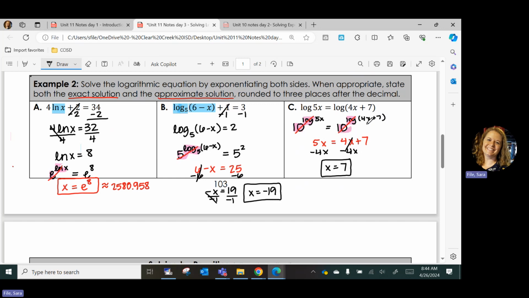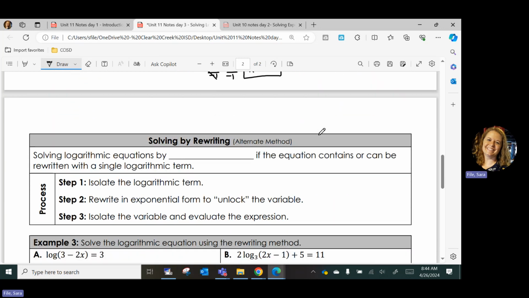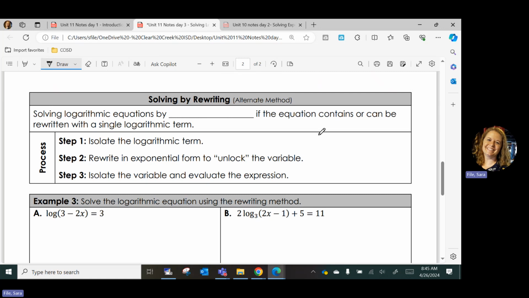All right, so that's one method for solving when you have a single log expression or when you have it set up like a one-to-one property. But again, I'm not going to probably ever solve this way. This next method is my method of choice when we have a single log term. When we have a single log term, you can always rewrite the log as an exponential.